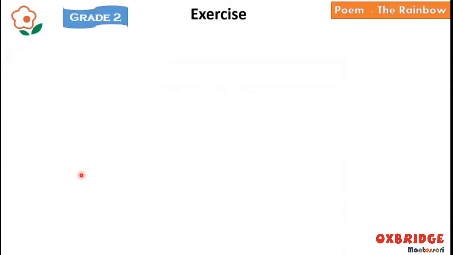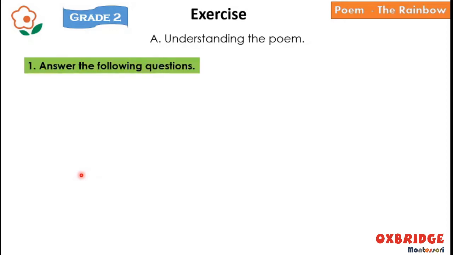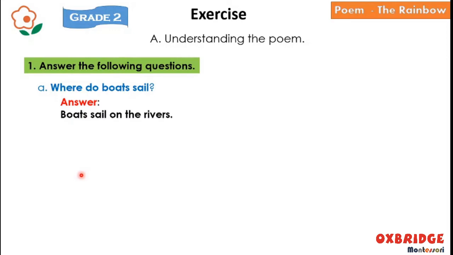Moving towards the exercise, part 1 is understanding the poem. So the question number 1 is answer the following questions, and part A is where do boats sail? So where do boats sail? What do you think? Recall the poem and answer. Boats sail on the rivers.